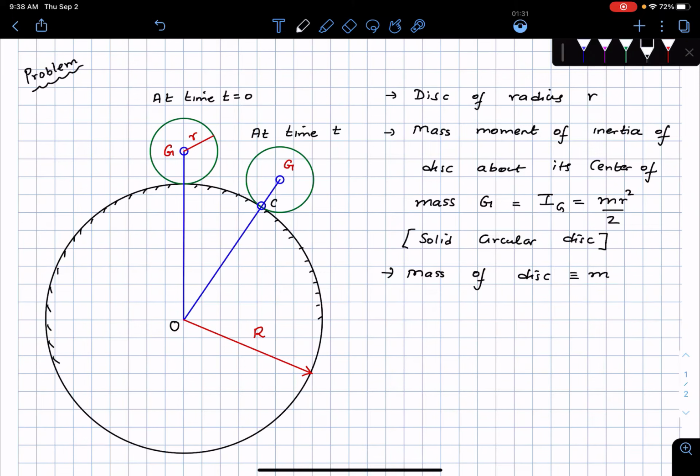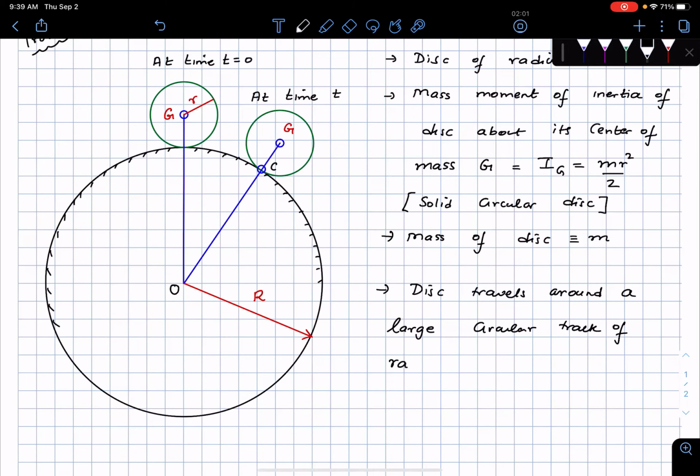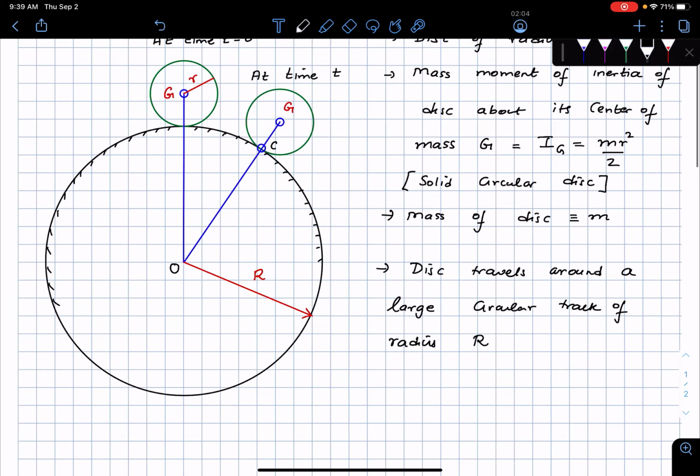All right. Now, what's going on in this problem is that this disk, which was initially at time t is equal to 0, you can see it is sitting at a location. This is traveling around a fixed large circular track. Okay, so the disk travels around a large circular track of radius capital R. Okay, so this track is a circular track of radius R, and it's also a fixed track.